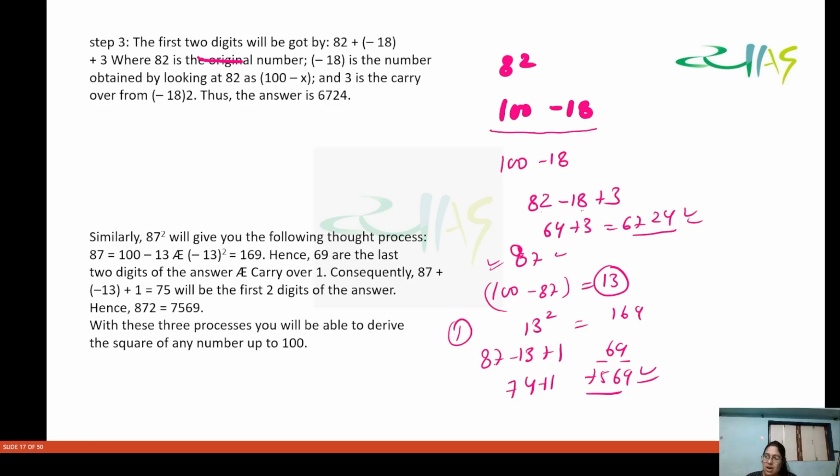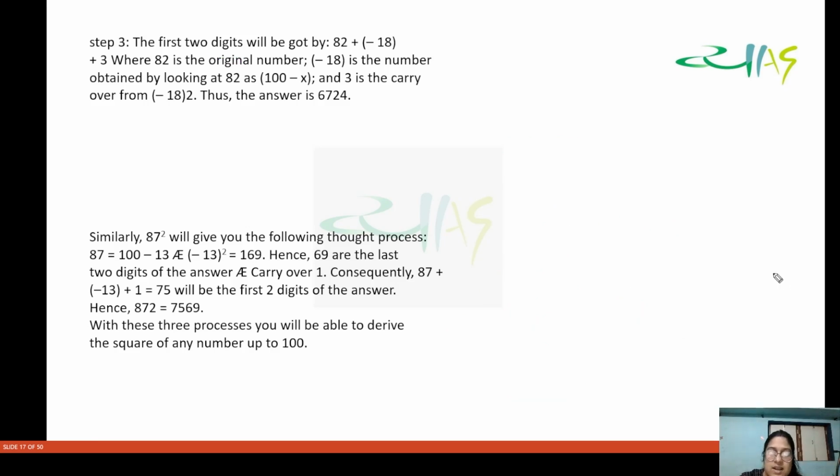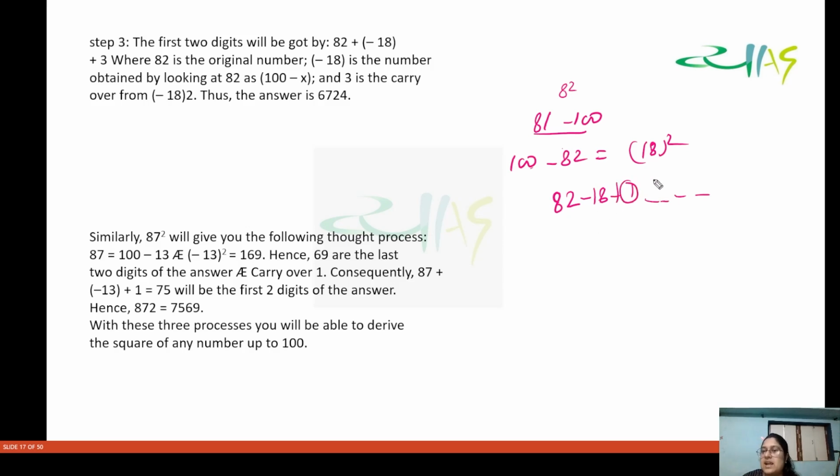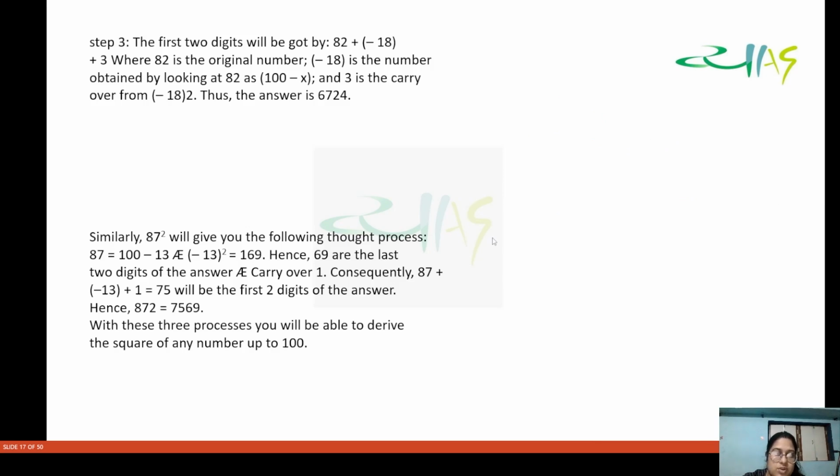So now basically we got the third method as well. Between 81 to 100, your approach should be to take the difference of the number. For example, you took 82, take the difference of the number. What did you get here? 18. Square it, write the last two digits as the square of the number, then do what? Take this number, subtract 18 from this, add whatever the carryover will be there, and then write the first two digits. So this is how you do the square. I think how to find the square is now very simple for you.